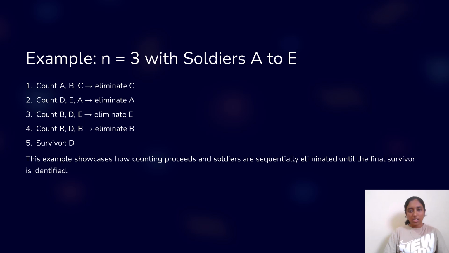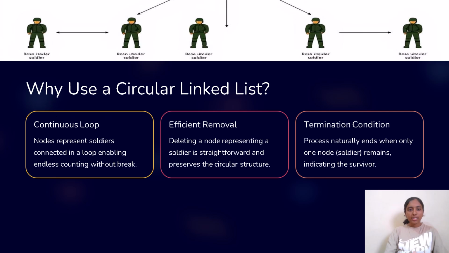Next, let us understand the Josephus problem with an example. Let's consider n equals 3 and soldiers A, B, C, D and E. Here's what happens. Count A, B, C and C is eliminated. Next D, E, A and A is eliminated. Then B, D, E, and E is eliminated. Then B, D, B, and B is eliminated. Now only D is left, so D is the survivor. This example helps us to understand how the logic plays out in each round.